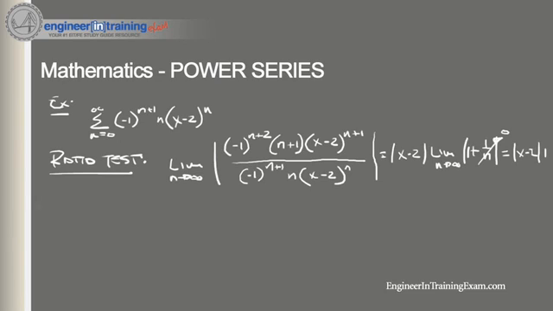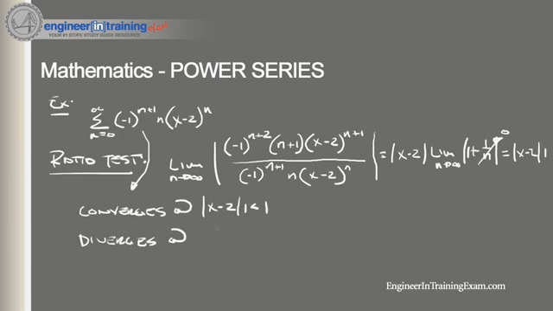So the ratio test tells us that this specific power series converges for all values where the absolute value of x minus 2 times 1 is less than 1, and it diverges where the absolute value of x minus 2 times 1 is greater than 1.